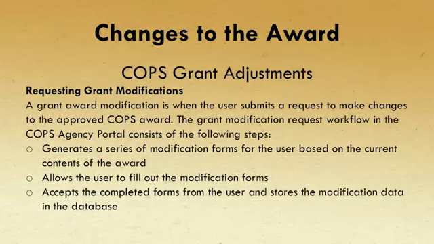The Agency Portal Grants Management User Manual contains step-by-step guidelines for the following: new user setup, e-signature setup, grant modifications, grant withdrawals, and grant extensions that will be available on our COPS office website with the address listed on the next slide. A grant award modification is when the user submits a request to make changes to the approved COPS award.